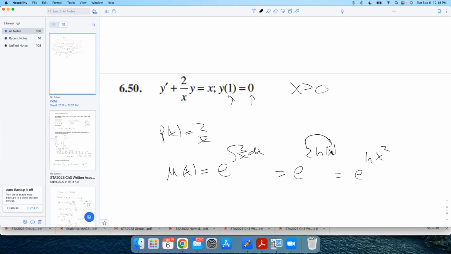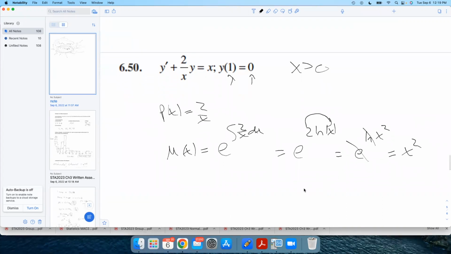So that's just rules of logs there. That 2 came in and became an exponent. Now, and only now, the e and the ln cancel out, and I get X squared as my integrating factor. If we had had this equals whatever, then my integrating factor would have been X to the 5th. Work that out on your own and check that.